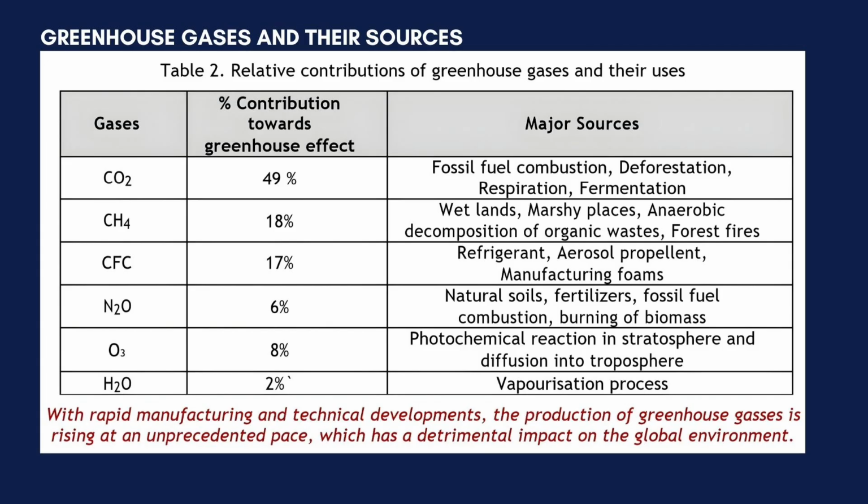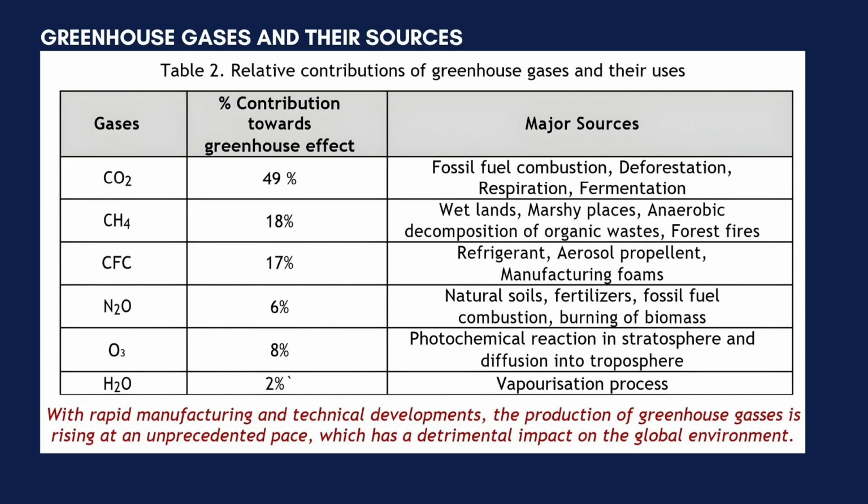Then we have nitrous oxide, which contributes about 6%, coming from soils, fertilizers, fossil fuel combustion, and biomass burning. And we have ozone, which contributes about 8% and is formed through photochemical reaction in the stratosphere. And lastly, we have water vapor, which contributes about 2% and comes from vaporization processes.